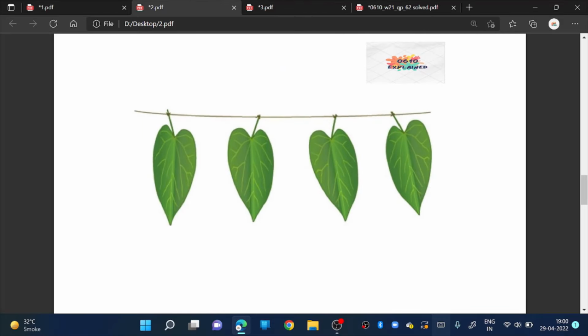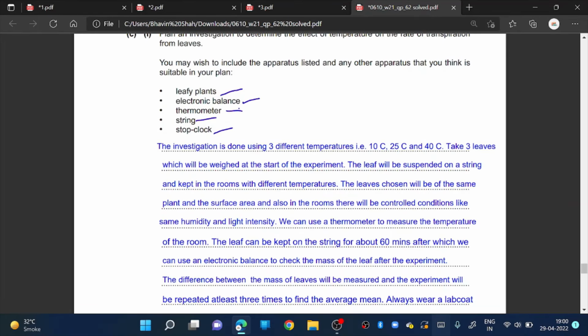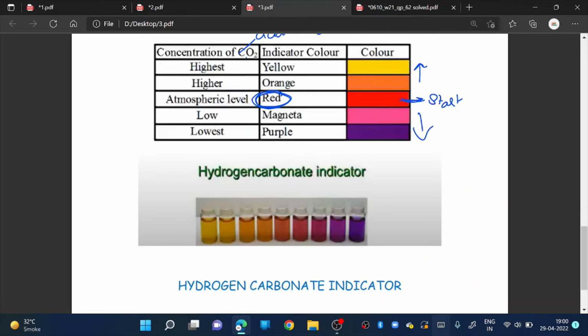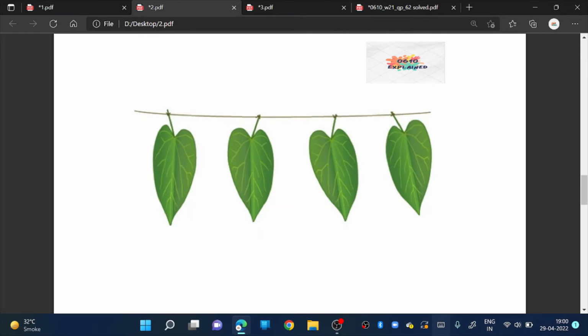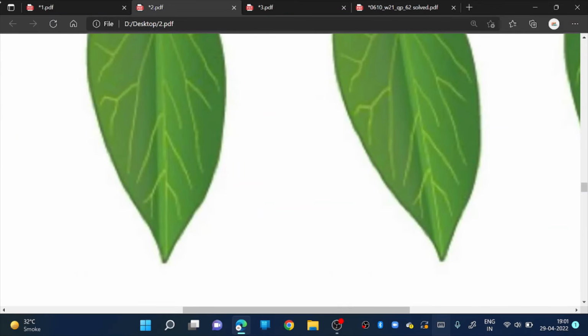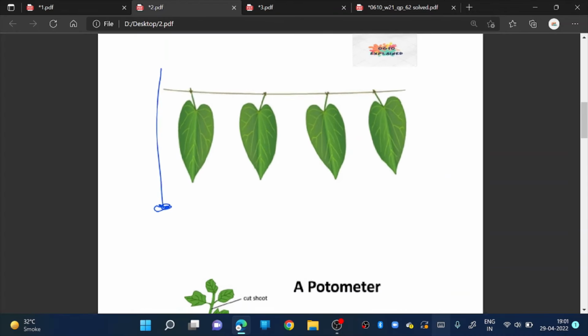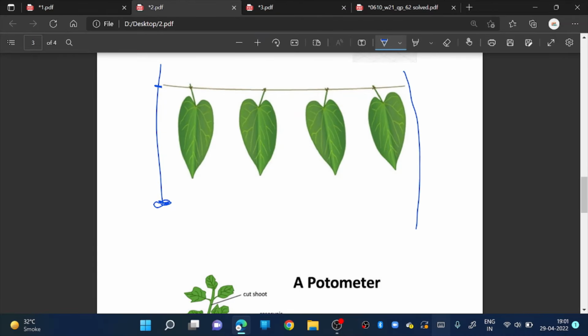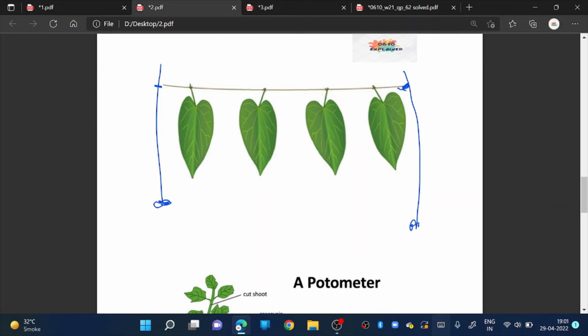Now, how you can use the string and the electric balance? So you could weigh the leaf at the start of the experiment using an electric balance. Then you could hang it on a string and then use the same electric balance at the end of the experiment to see the difference in the observations. So this is how you're going to use one tripod stand over here. Hang this over here with a string, and then hang it over here, leave it for some time or maybe 2 to 3 hours, and then you can see the difference in the leaves.